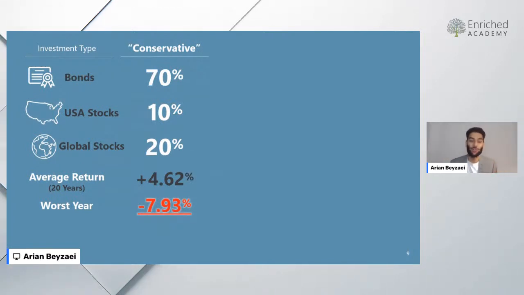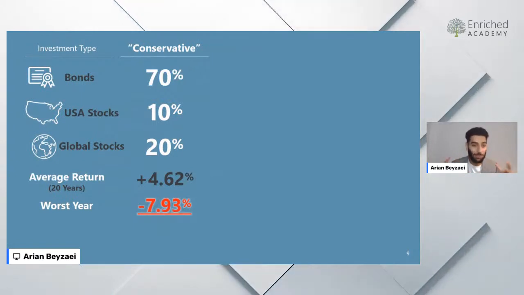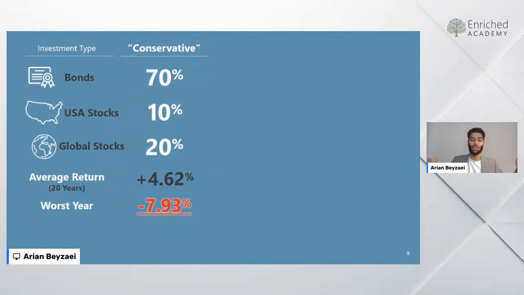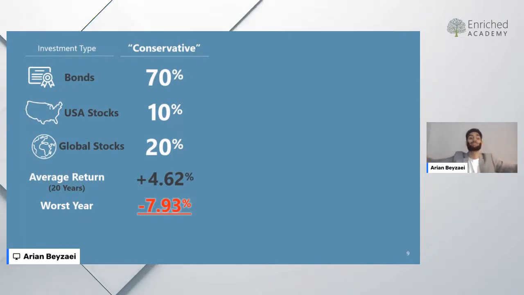So I need to have a conservative asset allocation. Here's what you're going to do: you're going to put 70% of your money in bonds. Bonds are very secure. It's almost like you're loaning a company or a government money, and by law, there's an agreement that they have to pay you back.